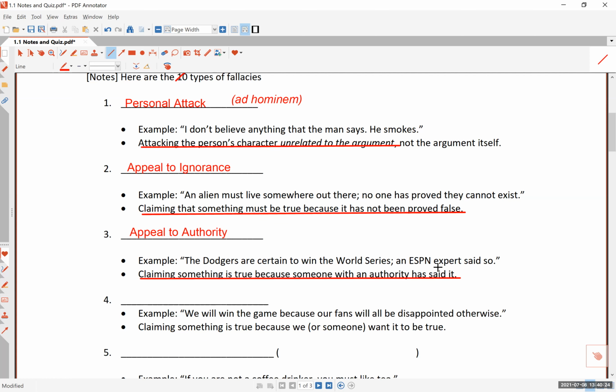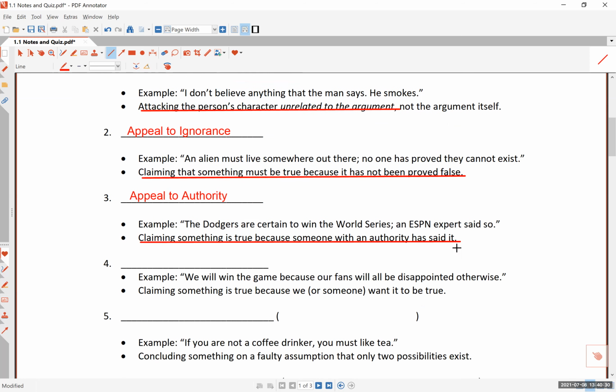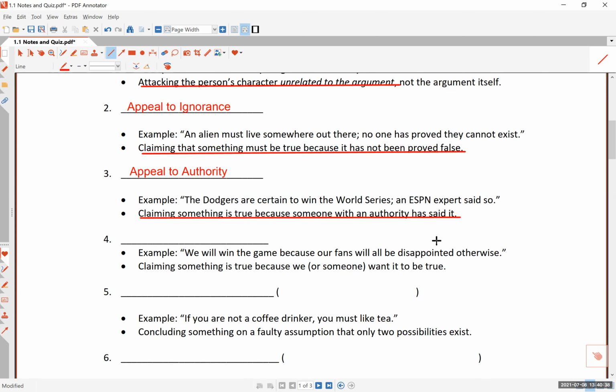So just because an expert said that the Dodgers are going to win the World Series does not mean that they will. Okay, they may, and the reason this is not good is because experts could also disagree among themselves, right? So what happens if another ESPN expert says, no, I think it's going to be the Rays or the Angels or the Yankees or something? Okay, all right.